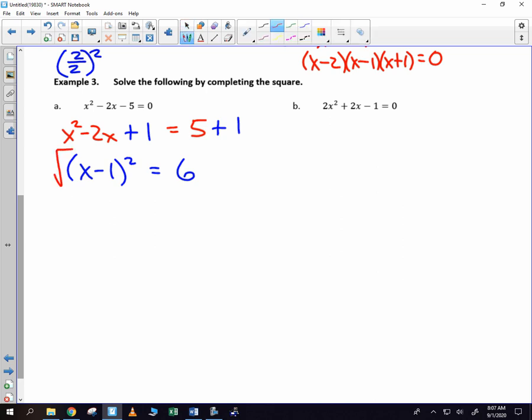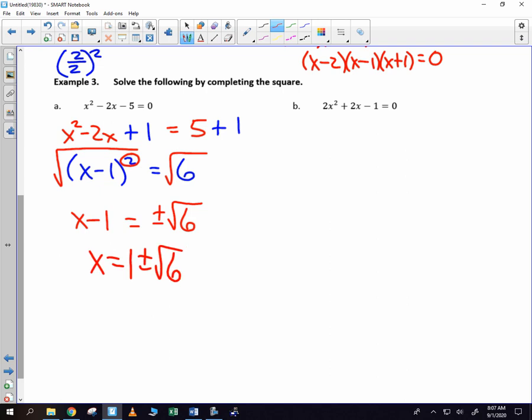Now we take a square root. Because it says squared here, we have to list 2 solutions, a plus or a minus. When we take the square root, we're left with x minus 1 is equal to plus or minus the square root of 6. Because we took the square root of something that was squared, you have to list positive and negative solutions. Add the 1 to both sides, x is equal to 1 plus or minus the root of 6. And that is my solution.